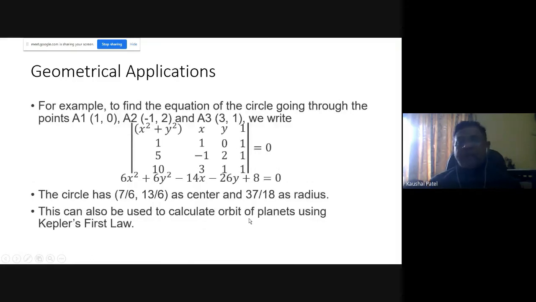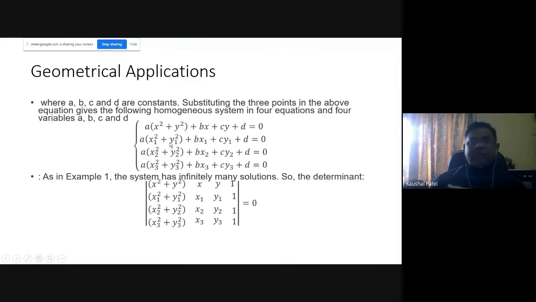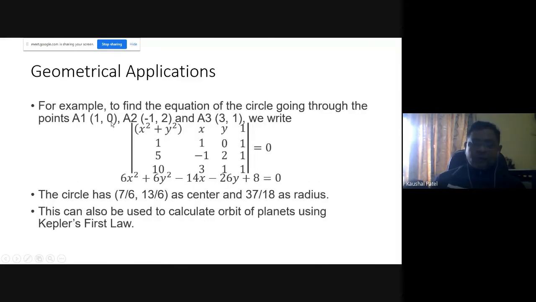Now, suppose the three points are given, then we just substitute the values. Ultimately, the resultant of this is x square plus y square, x, y, 1, and we calculate the other values from this. This is nothing but x1 square plus y1 square, so 1 square plus 0 square is 1. Minus 1 square plus 2 square is 4 plus 1 is 5. And 3 square is 9 plus 1 is 10. The rows are 1, 0, 1; minus 1, 2, 1; 3, 1, 1. And this is the equation of the circle, and the circle has center 7 by 6 and 13 by 6, and radius 37 by 18.